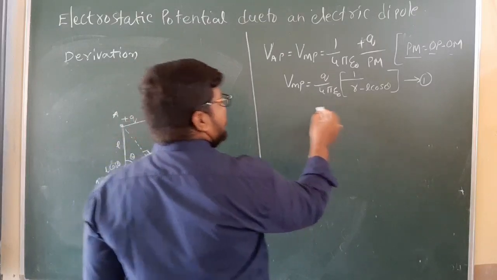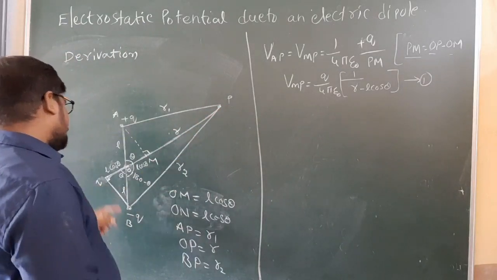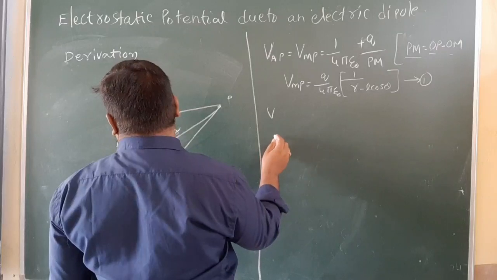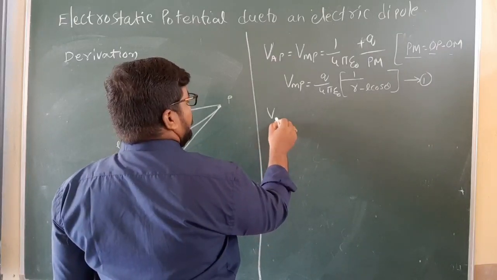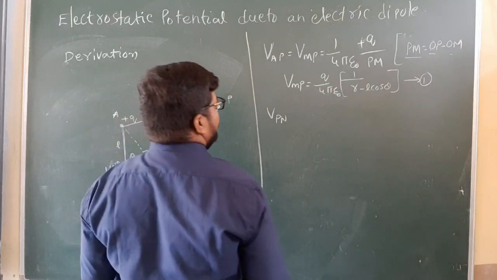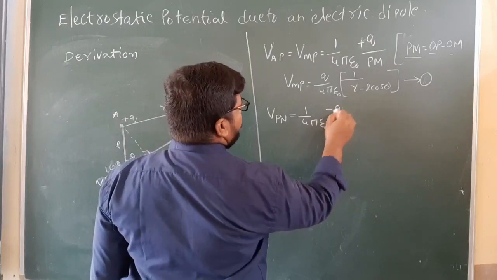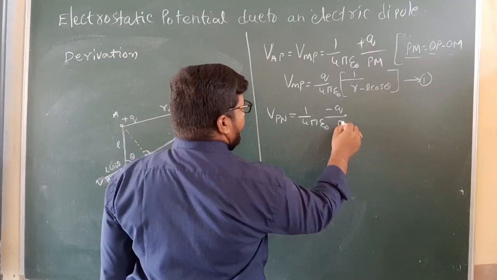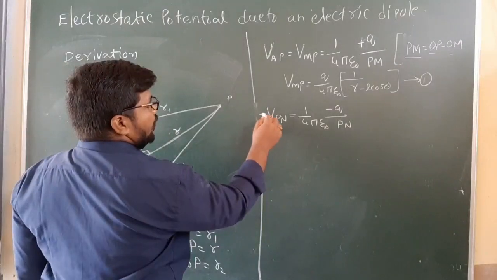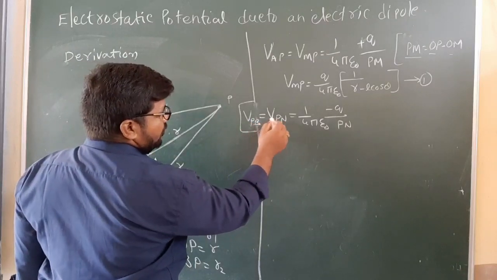And one more thing, this is the equation for the electrostatic potential between P and N. Electrostatic potential V, P to N is equal to 1 by 4 pi epsilon naught minus Q divided by PN, because this VPN is equal to VPN.